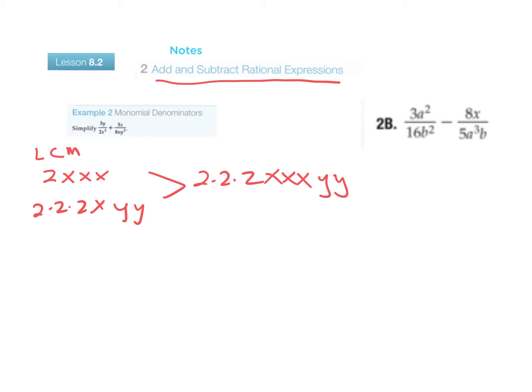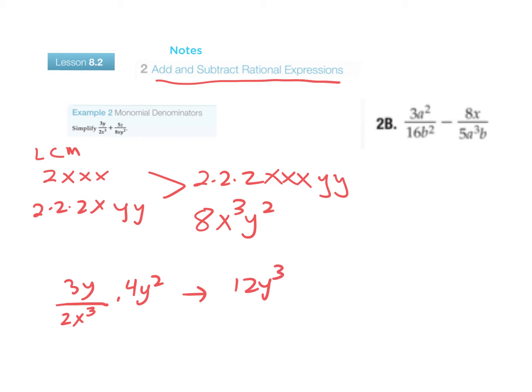So I'm going to go ahead and simplify this. So this is 8x cubed y squared. Now that we have our lowest common multiple, what we want to do is change the numerator. To change the numerator, we're going to multiply the numerator by whatever's missing from the denominator. So if we have a 2x cubed, what's missing from 2x cubed to 8x cubed y squared? Well, what's missing is a 4 and a y squared. So I'm going to multiply the numerator, which is 3y, to get 12y cubed.